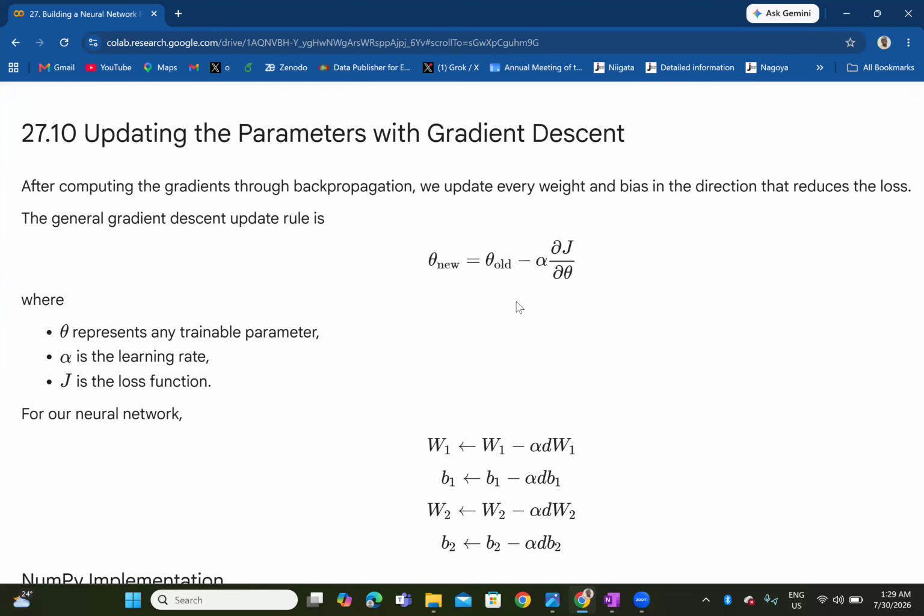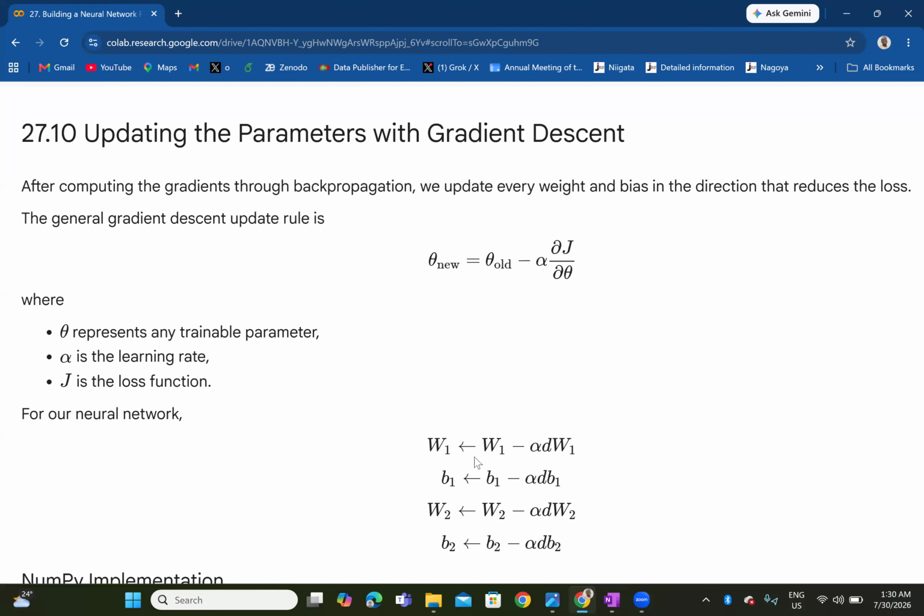We've dealt with this a whole lot. In that case, we call this dW, dJ d theta or something like that. That's the gradient of the loss with respect to each parameter, where theta represents any trainable parameter, alpha is the learning rate, and J is the loss function. In fact, I think we had made separate videos talking about things like learning rate. When you have too big a learning rate, you have a kind of oscillation happening instead of converging towards a particular solution.